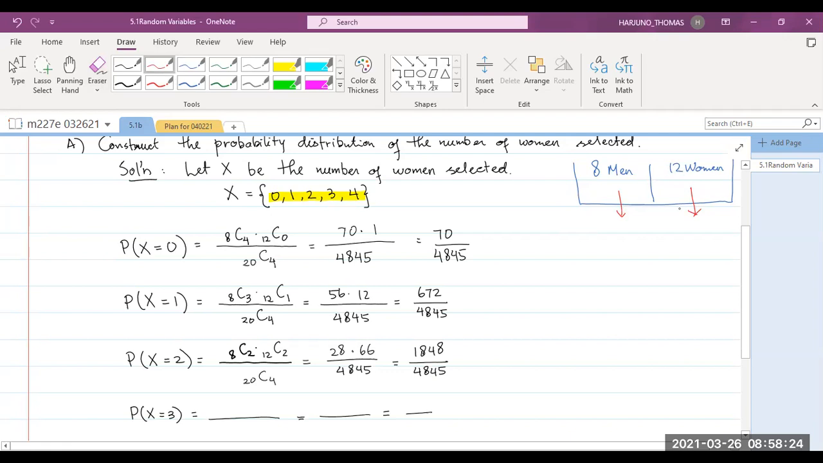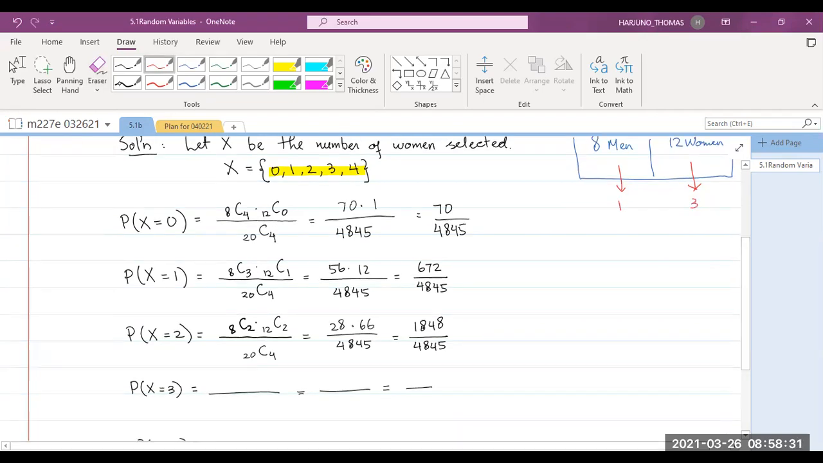Probability of having 3 women selected means 3 women plus 1 man. And the notation will be 8 combination 1 times 12 combination 3 over 20 combination 4. 8 choose 1 is 8. 12 combination 3 is 110 multiplied by 2, 220. So this is over 4845, and the numerator will be 1760 over 4,845.